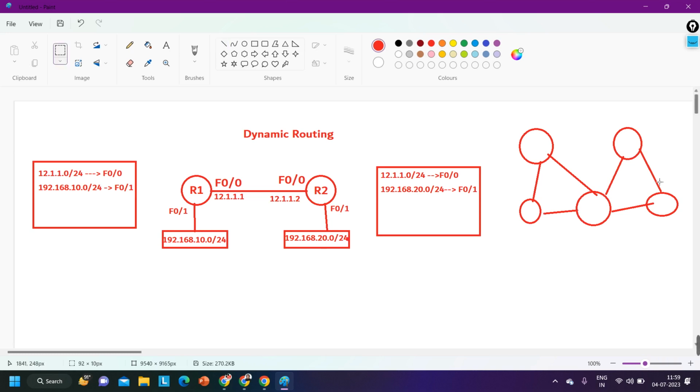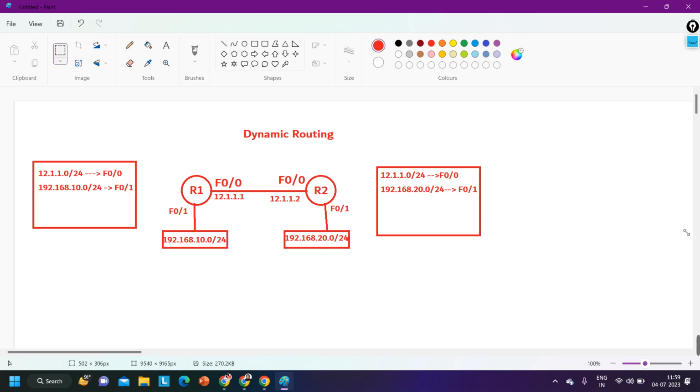So static routing is suitable only for a small network. When our network size is small, then we can configure static routing. In a large network, we cannot configure static routing. So in a large network, what is the solution? In a large network, the solution is dynamic routing.